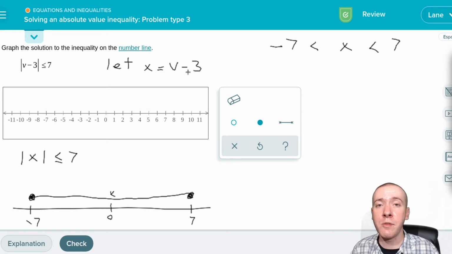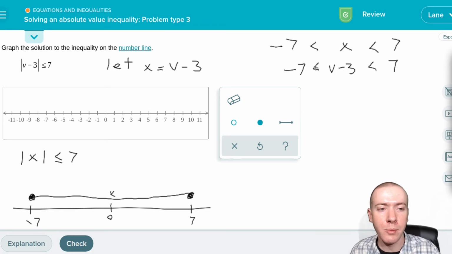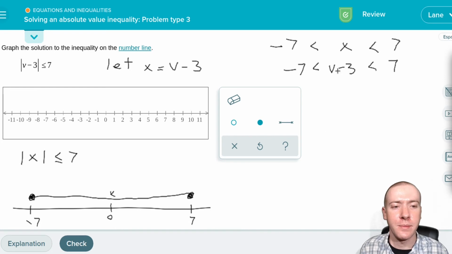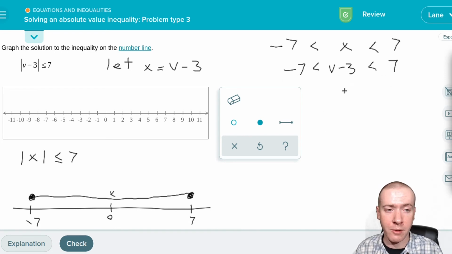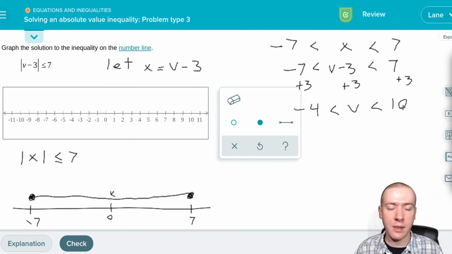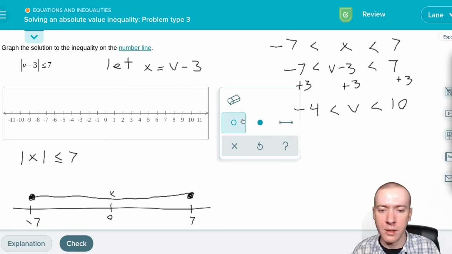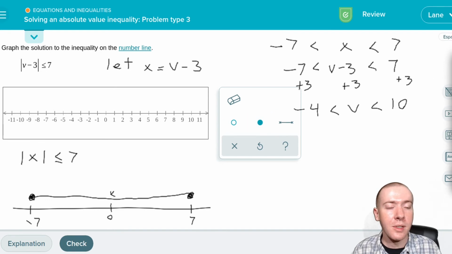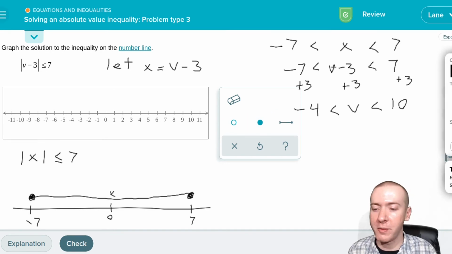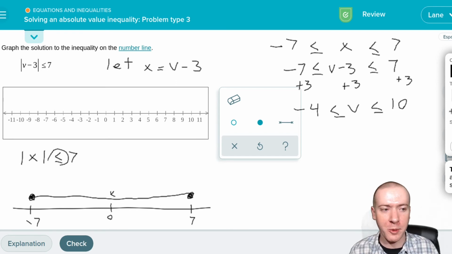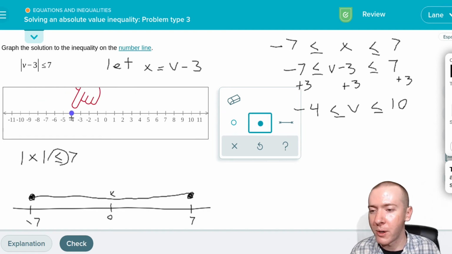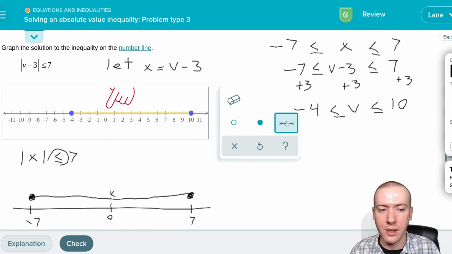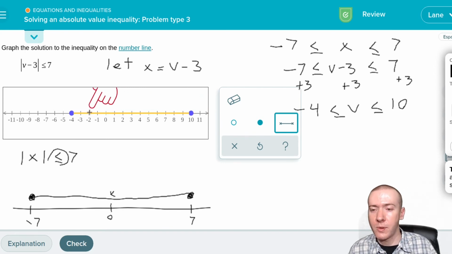And since x is v minus 3, we can replace x with v minus 3. Now, to solve this inequality for v, we would add 3. -4 is less than v is less than 10. And let's graph that. Oops, I should have had or equal to in every one of these, because that's what we started with here. Sorry about that. And so that means we're going to use the solid circles on -4 and 10. And the line goes between them because the v is between them right there.